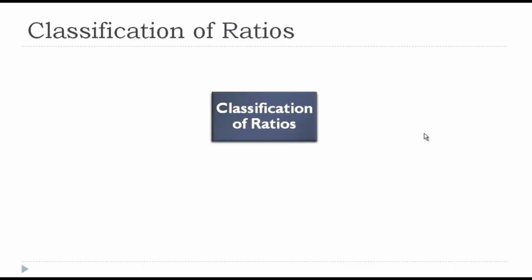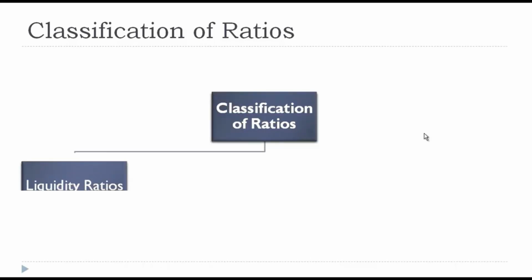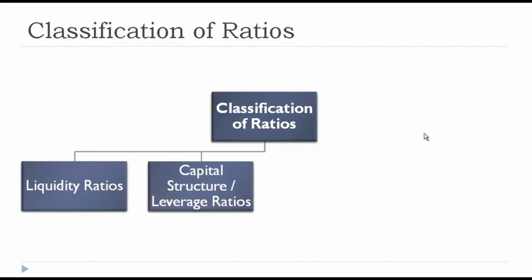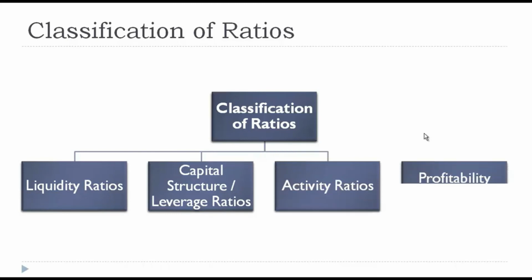So the financial ratios can be basically classified into 4. The first ratio would be liquidity ratio. The second one is capital structure, or say leverage ratios. The third one is activity ratios, and fourth is profitability ratios. I'm not going to give you any definition, we'll just go by common sense.